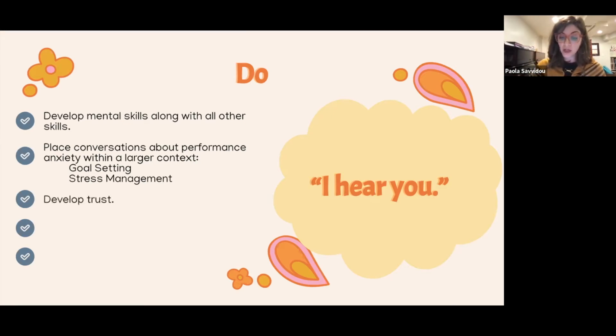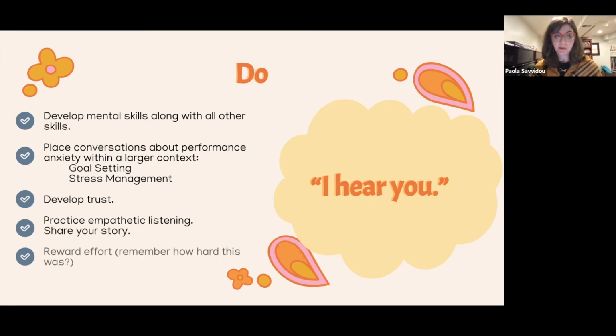Help them develop trust between you and the student. That way they know you'll support them when they're feeling anxious. And also help the student develop trust and confidence in themselves. Practice empathetic listening, being an understanding and good listener, withholding judgment, and sharing your story of past experiences.